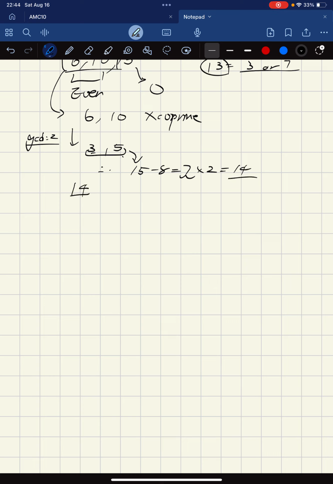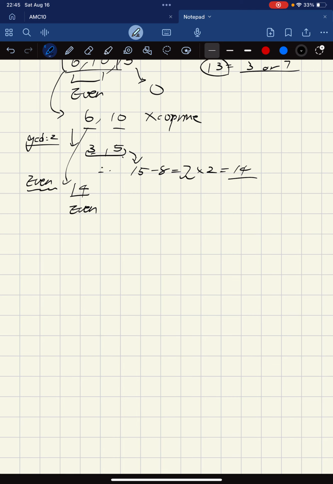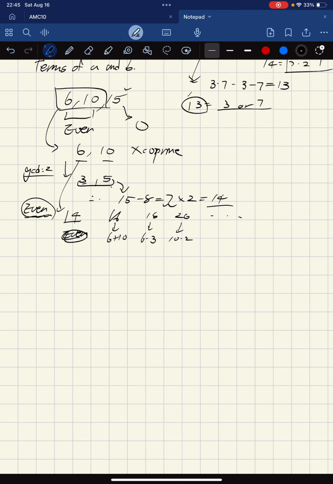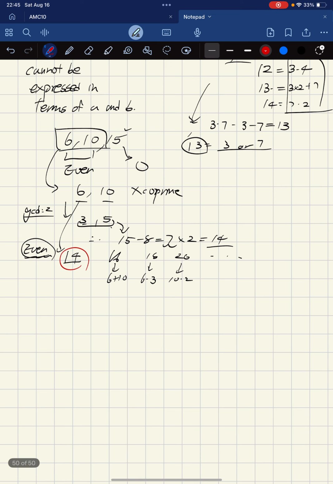So 14 is the largest even number that cannot be represented by 6 and 10. And because we're only dealing with even numbers when we're dealing with 6 and 10, we're basically saying that 16 can be represented as 6 plus 10. 18 can be represented as 6 times 3. 20 can be represented as 10 times 2. Okay, the list goes on. So 14 is the largest number that cannot be expressed in terms of 6 and 10, right?